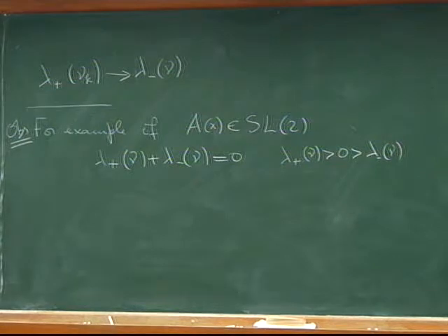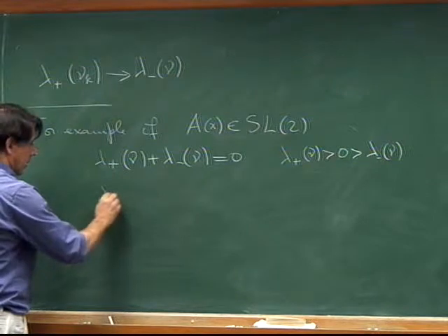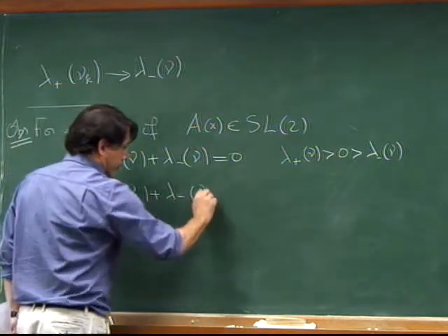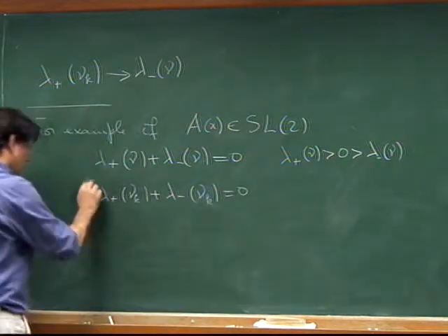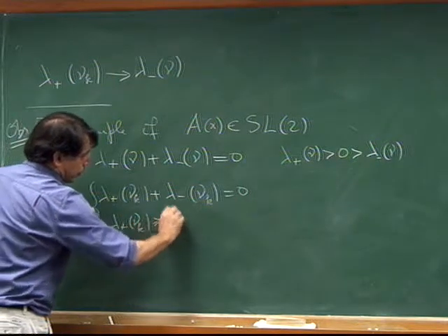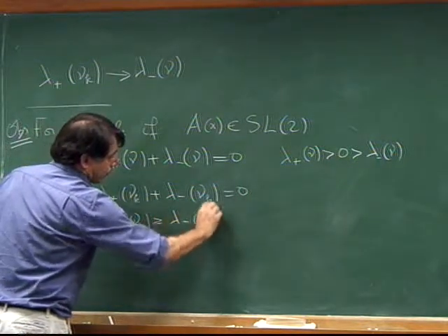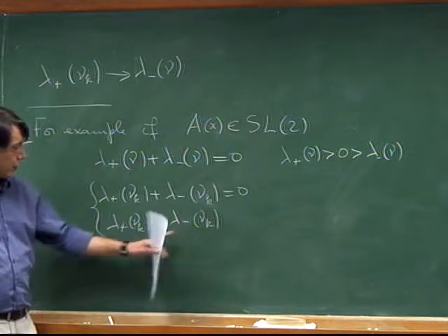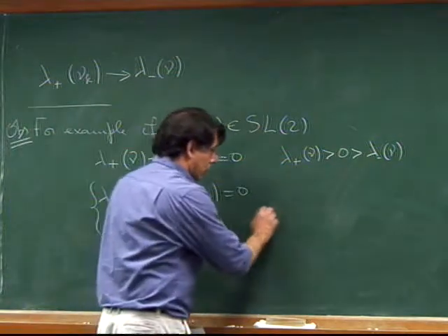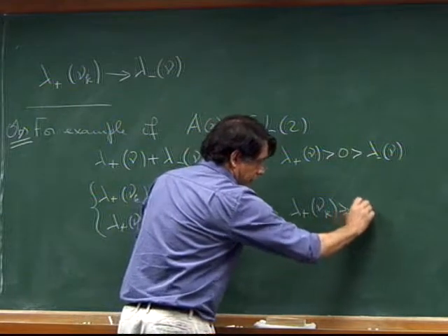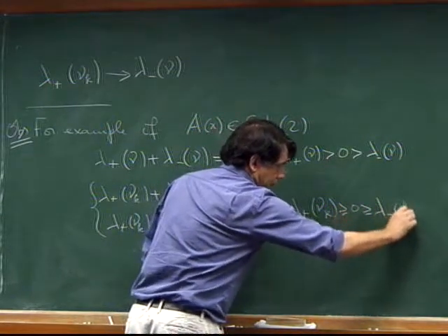I assume that they are different. Okay. On the other hand, lambda plus of nu k plus lambda minus of nu k is also 0 for the same reason. And, of course, lambda plus of nu k is bigger or equal than lambda minus of nu k. And if the sum is 0 and one is bigger or equal than the other one, lambda minus of nu k is bigger or equal than 0, bigger or equal than lambda minus of nu k.